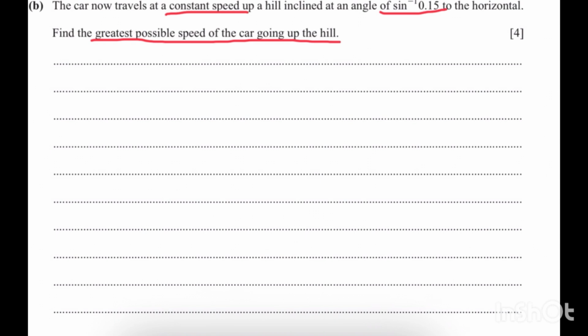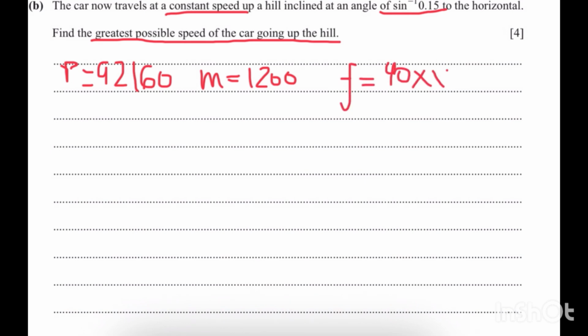So first let's write down what we already know. We know that the greatest power of the car is equal to 92,160 watts, and that the mass of the car is 1200, and we also know that the friction is equal to 40 multiplied by the velocity of the car. They've also given us the angle of the hill. So first let's draw the hill. Let's say this is a hill. Now I will substitute a value such as theta in place of sine inverse 0.15 to make it easier.